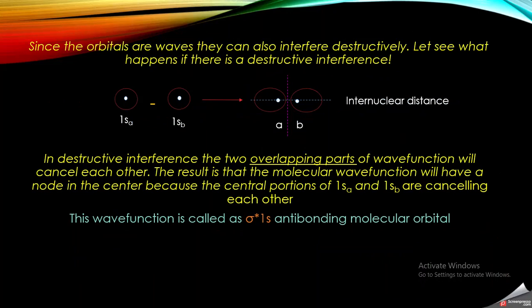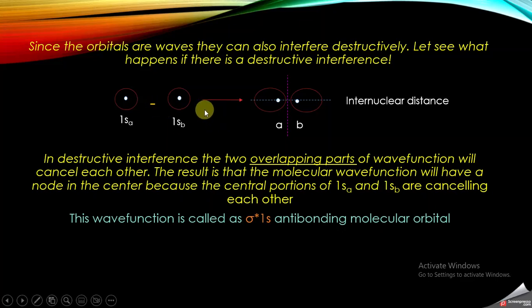Since the orbitals are waves, they can interfere destructively as well, because we have already seen that waves interfere constructively and destructively. So let's see what happens if there is a destructive interference between two hydrogen atoms. We have again one hydrogen atom A and this hydrogen atom B. We are representing the wave function by a circle, and because we are having destructive interference, we represent it by the negative sign.